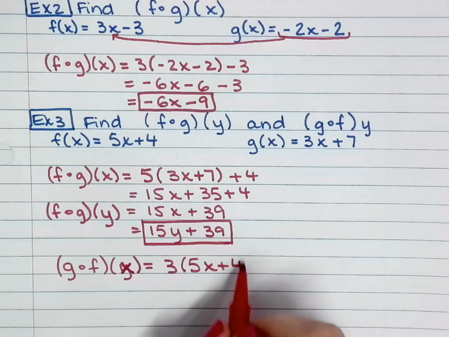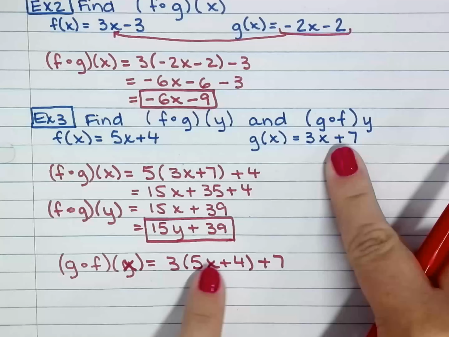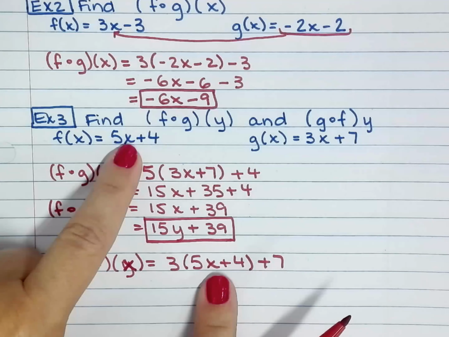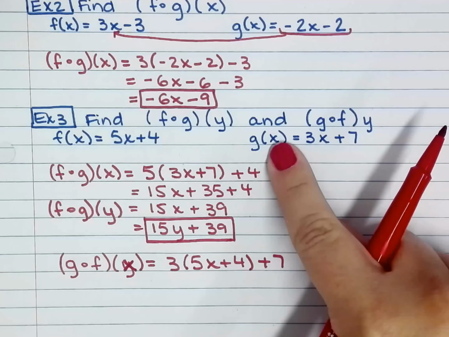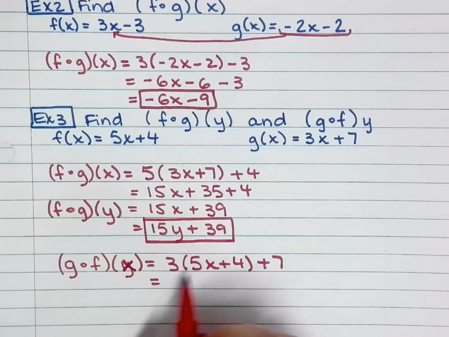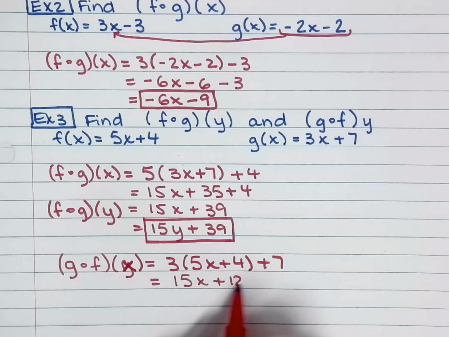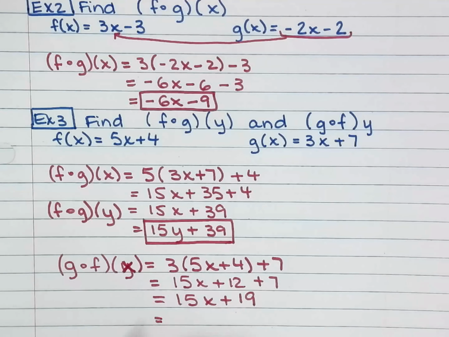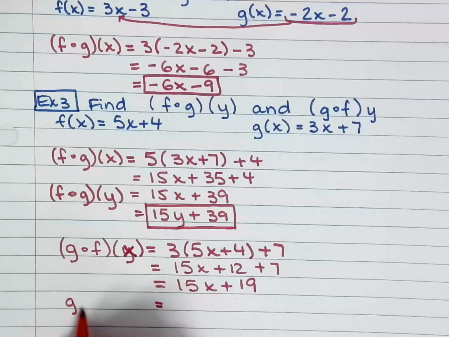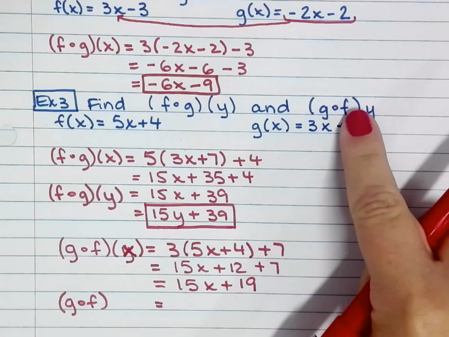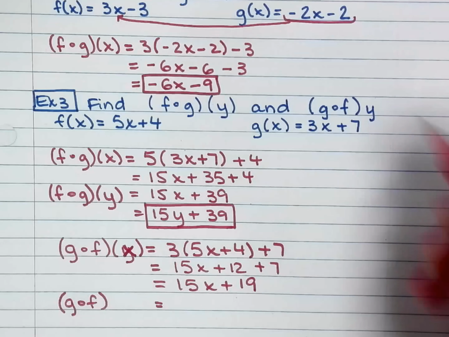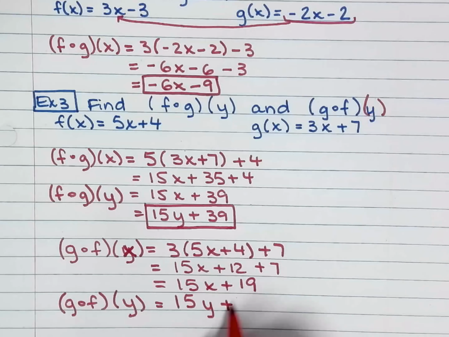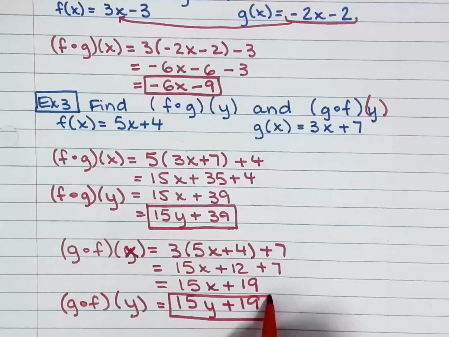So this whole thing is this function. You're replacing f of x right there for x in the g of x function. Distribute 3. Combine like terms. And lastly, you will do g is composed with f of y, forgot parentheses there, by substituting x with y. And that is your final answer right there.